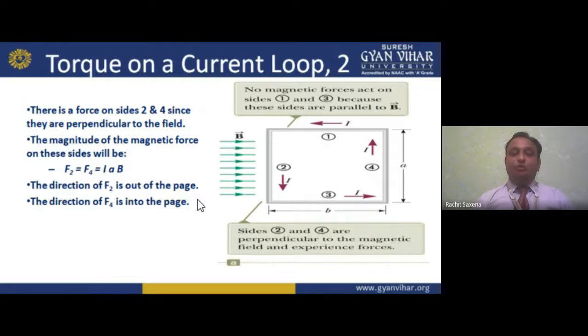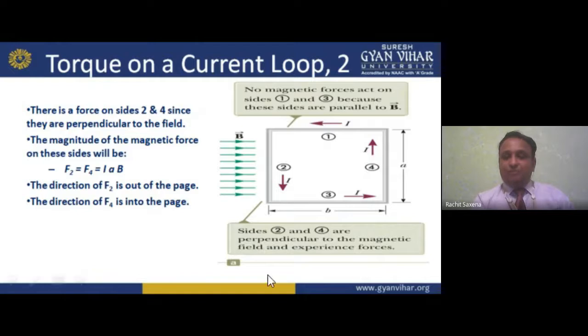The magnitude of the force on these sides will be F2 equals F4, and these are equal to IAB. I is current, A is the area, and B is the magnetic field. The direction of F2 is out of the page and F4 is into the page. So the force F2 is out of the page, but if I am talking about F4, it is into the page.